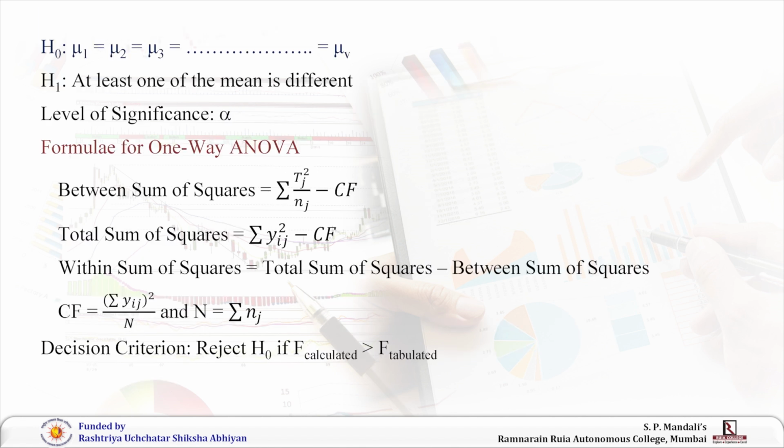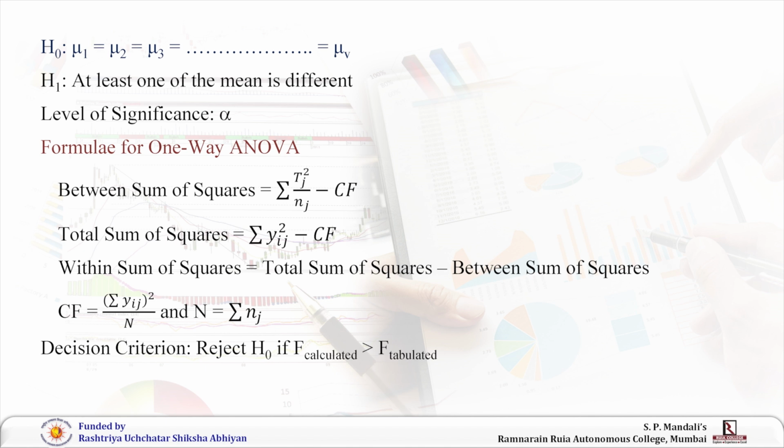The hypothesis here will be testing the equality of means for V samples. H0: mu1 equal to mu2 equal to mu3 up to mu V, and H1: at least one of the means is not equal and is different. At times H1 is also defined as not H0.